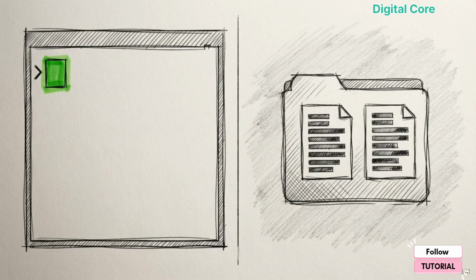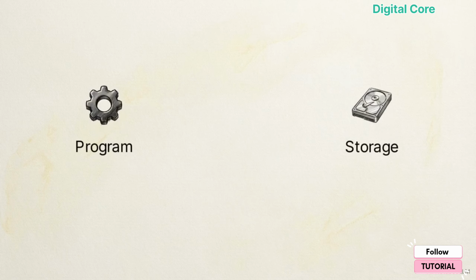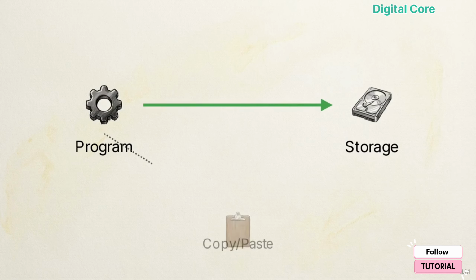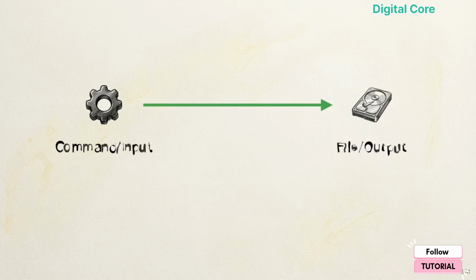Open your Linux terminal using the shortcut Ctrl-Alt-T. Make sure you have 2 dummy text files in your current directory to use for the combination steps later on. Using these commands allows you to route data between programs and storage directly, bypassing the need for a manual copy and paste workflow. This flowchart shows the core mechanic of redirection. It catches data that would normally print to your terminal screen and routes it to a file.